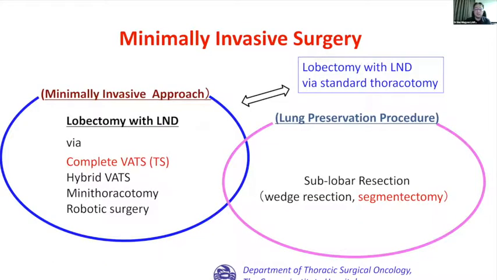This slide shows minimally invasive surgery. There are 2 ways. One is the minimally invasive approach, which includes complete VATS, hybrid VATS, mini thoracotomy, and robotic surgery. On the other hand, the lung preservation procedure is sublobar resection, which includes wedge resection and segmentectomy. So segmentectomy done by complete VATS is a kind of minimally invasive surgery.